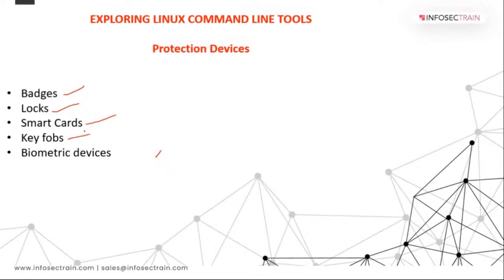Next we have key fobs. What are key fobs? Key fobs are small devices which can be used for activating things, like keyless entry systems on motor vehicles. You show the key fob and the door will open, right? For authentication we also use key fobs. The key fob is used to authenticate yourself, that you are the person you are claiming to be, right?